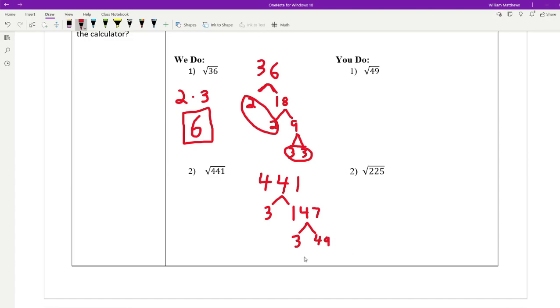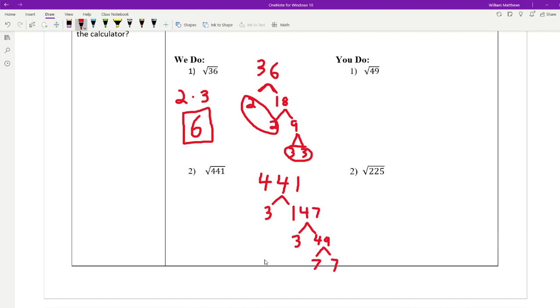Now I can go through the list to see what this is divisible by. It's odd, so it's not divisible by 2. This one does not add up to equal a number divisible by 3. It does not end in 5 or 0, so it's not divisible by 5. The next prime number is 7. In this case, 49 is 7 times 7.